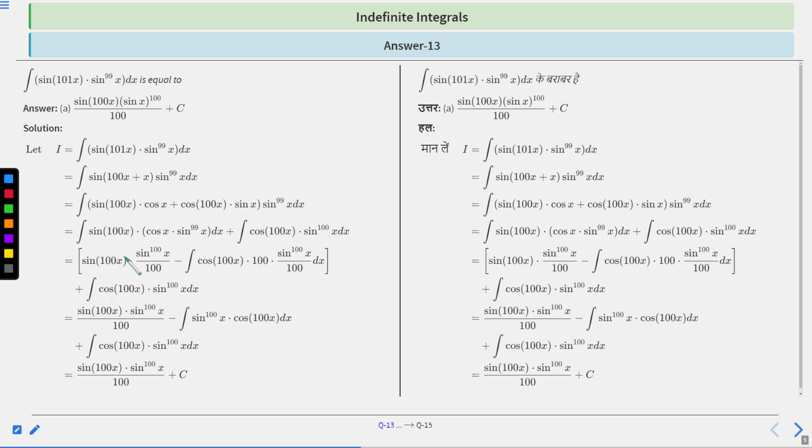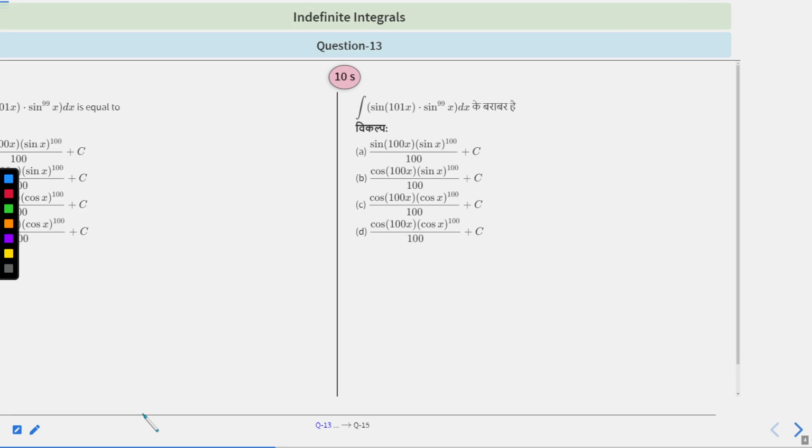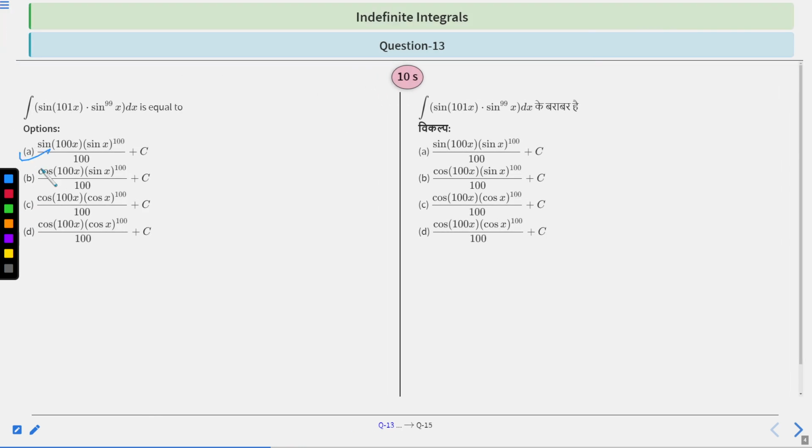So you are left with only sine 100x into sine to the power 100x upon 100 plus c. Clear? So I think option A is the right choice. Option A is the right choice. Got it? So this was the method to apply in this question.